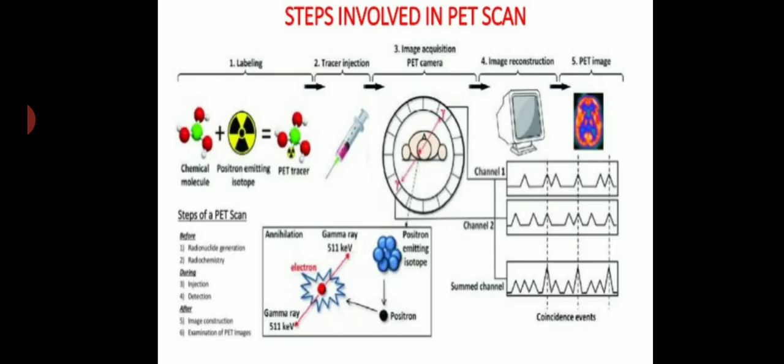Steps involved in the PET scan. The first one is the labeling, then the tracer injection, that is injected into the patient, then image acquisition via PET camera, then the image reconstruction, and lastly the PET image is formed. So the machine detects radiation that is emitted by the radio tracer, which is injected into the body. The images are reconstructed by computer analysis. It is a non-invasive technique for quantitative assessment of biochemical and functional processes in the body.